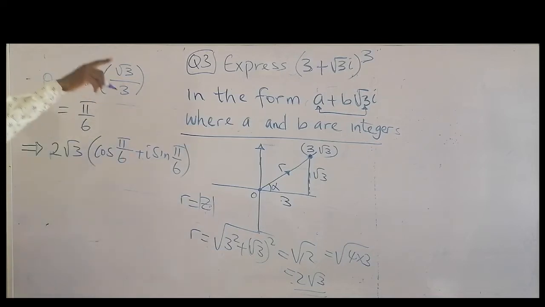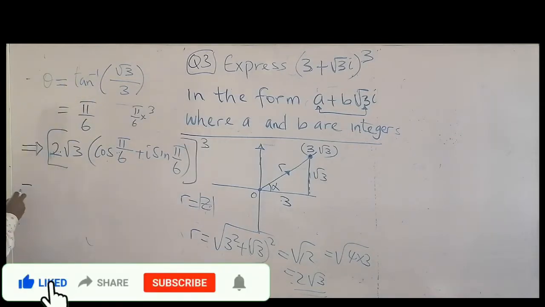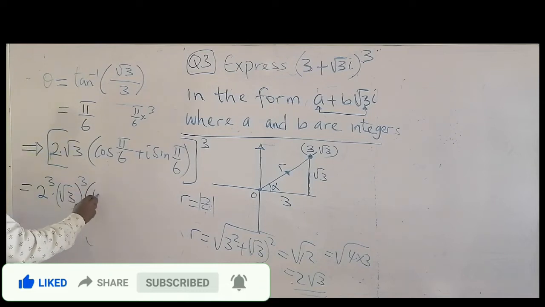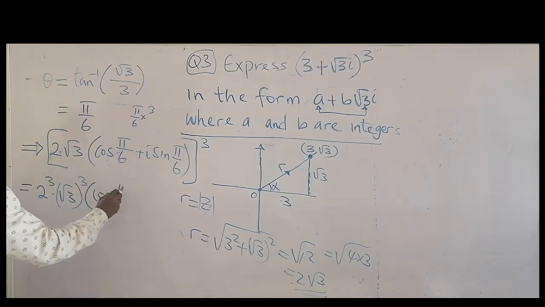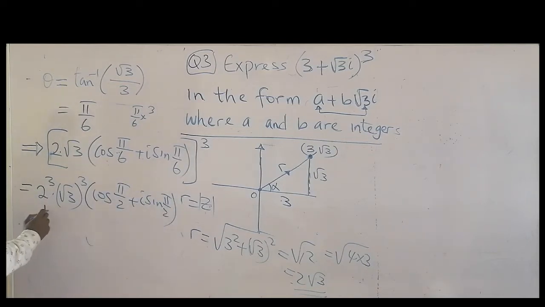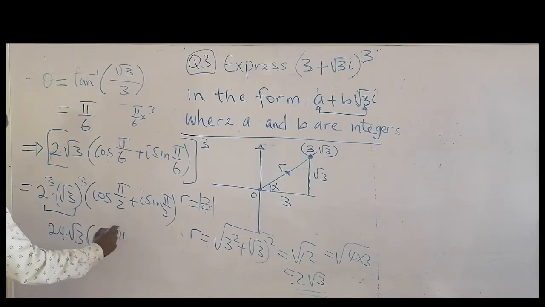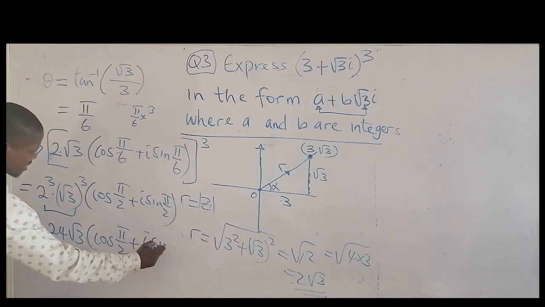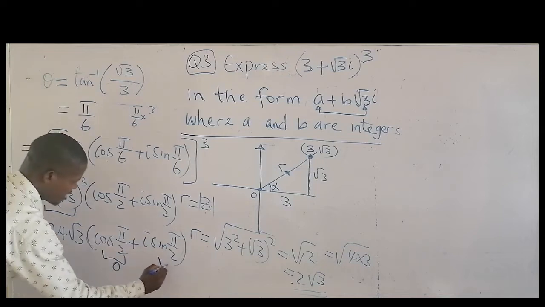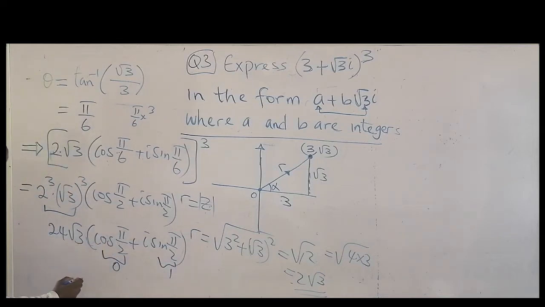Okay? Then don't forget the power there. It will equal 2 power 3 times √3 power 3. I'm applying De Moivre's theorem, and that will be cos of this one times 3, that's π over 2, plus i sin π over 2. So if you multiply these two, we have 24√3, and then cos π/2 + i sin π/2. Cos π/2 is 0, and sin π/2 is 1.